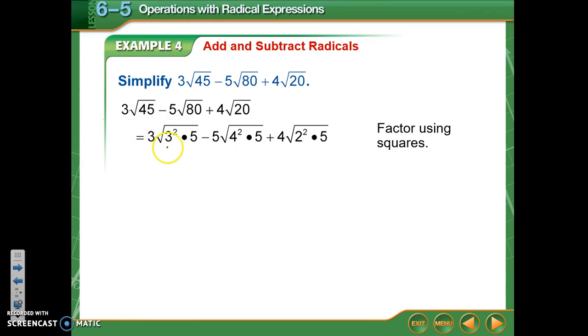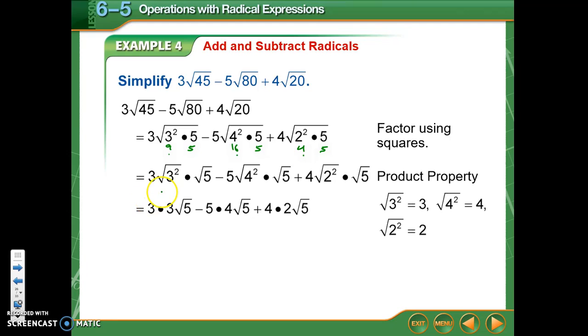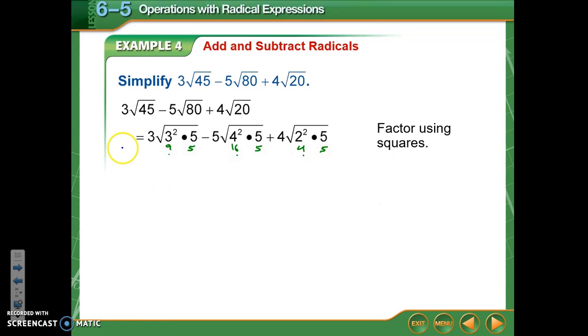So I know that 45 is 9 times 5. I know that 80 is 16 times 5, and 20 is 4 times 5. Since these are square roots, I'm looking for perfect square factors of each of those numbers. So to simplify 3 square root of 45, I know the square root of 9 is 3. So I end up with 9 times the square root of 5. I'm going to back up here and just show you one at a time. So the square root of 9 is 3, so that comes out in front. So I'm left with 9 times the square root of 5.